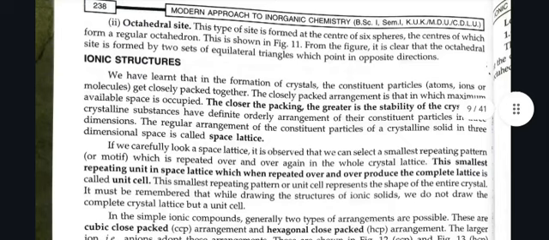We have learned that in the formation of crystals, the constituent particles, atoms, ions or molecules get closely packed together. The closely packed arrangement is that in which maximum available space is occupied. The closer the packing, the greater the stability of the crystal. All crystalline substances have definite orderly arrangement of their constituent particles in 3 dimensions. The regular arrangement of the constituent particles of a crystalline solid in 3-dimensional space is called space lattice.